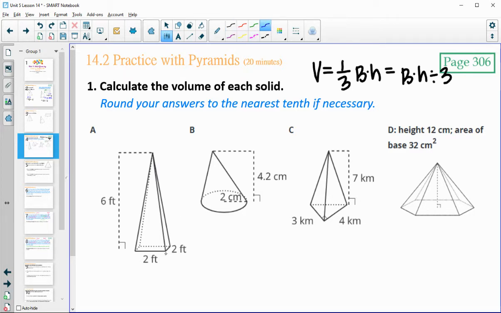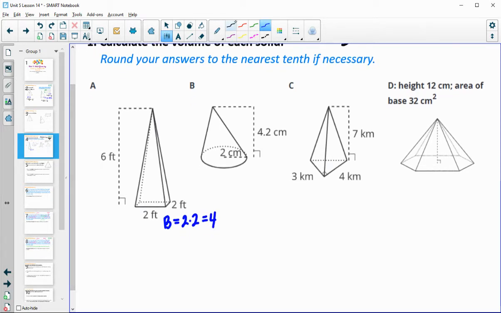So for this first pyramid, if we take a look at the base, we see it's a square. So we're going to be doing 2 times 2, which is 4. So then for the volume, we're going to be doing the area of the base 4 times the height 6 divided by 3. So this is going to be 24 divided by 3. So we're going to get 8 cubic feet for the volume.